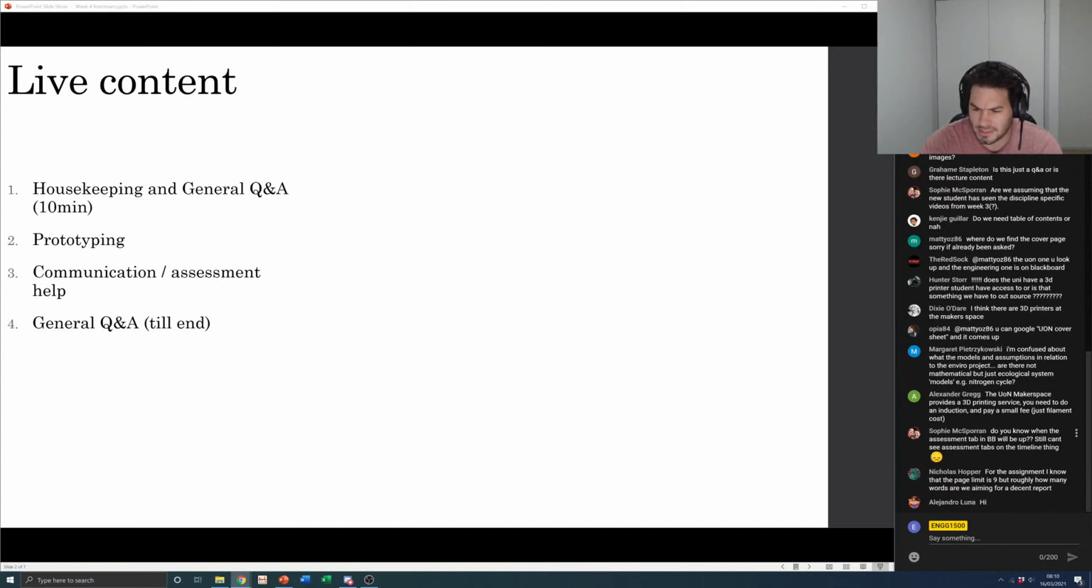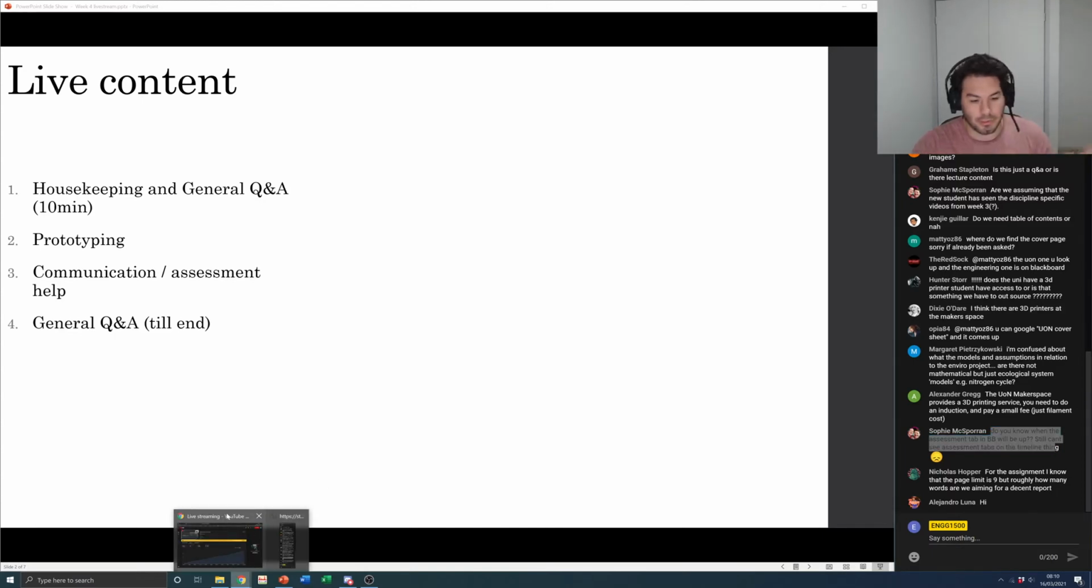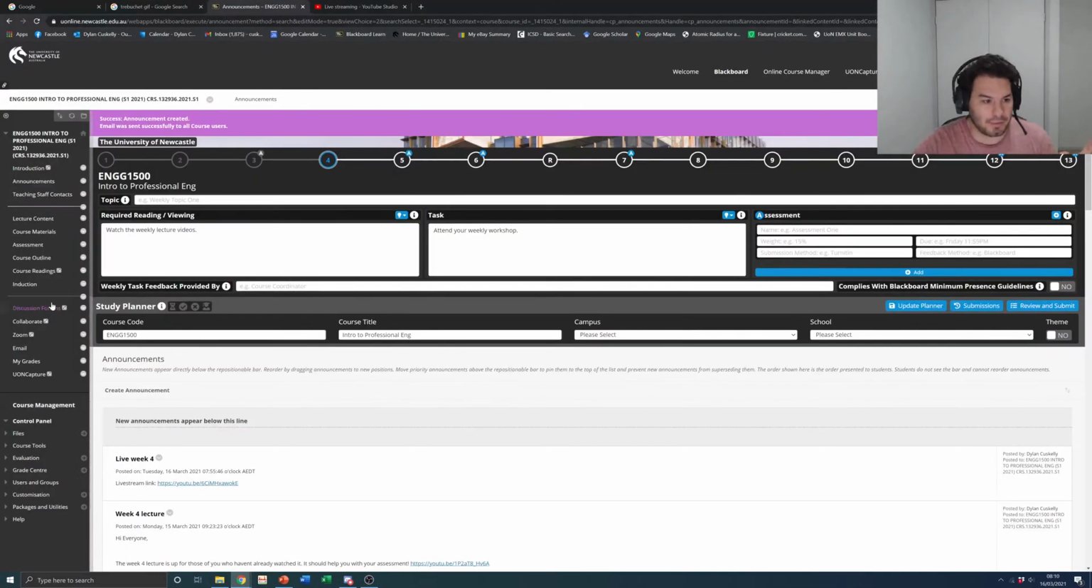Do you know when the assessments tab in Blackboard will be up? Still can't see the assessments tab on the timeline. So the assessments tab in Blackboard and the timeline are two totally separate things. And the timeline, as far as I'm aware, is totally broken. But the Blackboard tab is different.